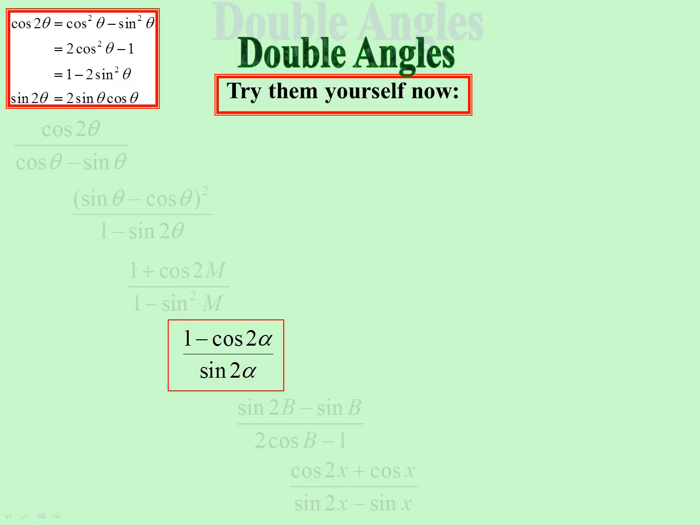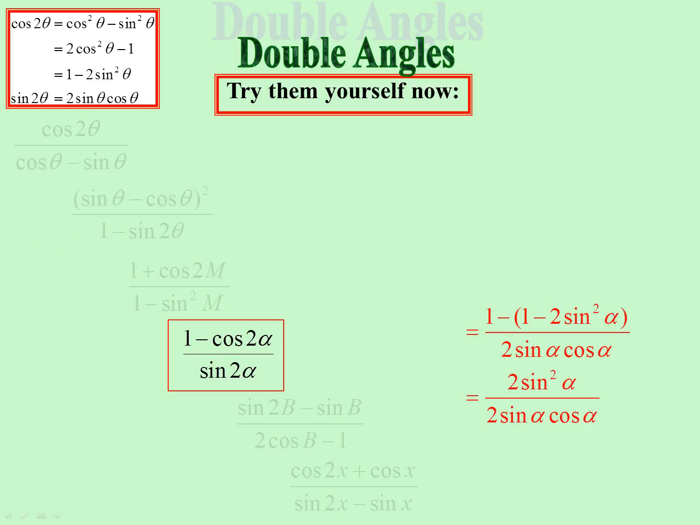Next one. We're going to do a similar thing. I want to get rid of that 1 and it's minus cos 2 alpha, so I want the expansion that has a plus 1 in it. There we are. So we use that expansion on the top, we use the normal sine expansion on the bottom. Top line simplifies to 2 sine squared alpha, down to sine alpha over cos alpha, which you're used to by now, tan alpha.